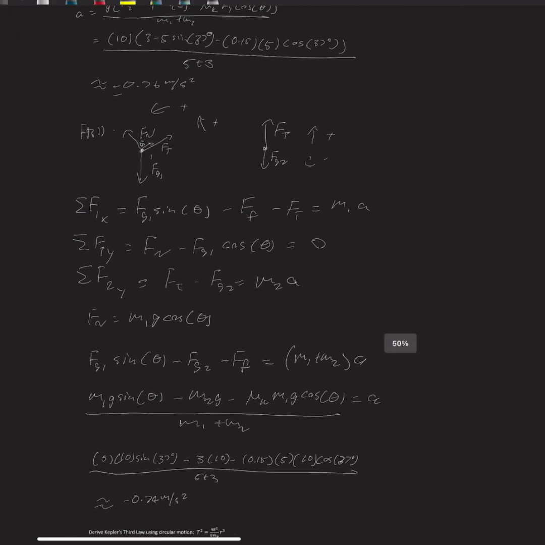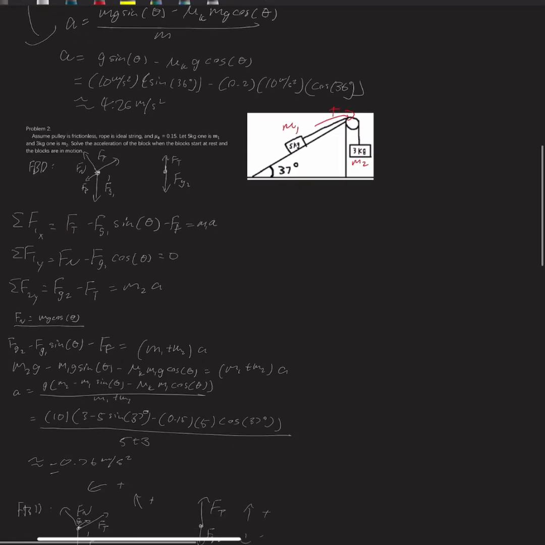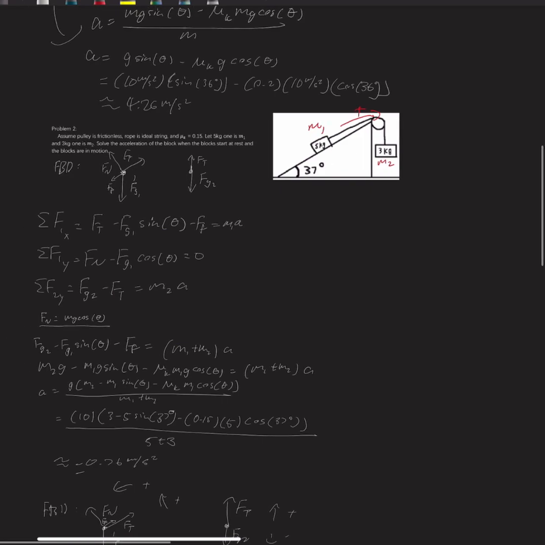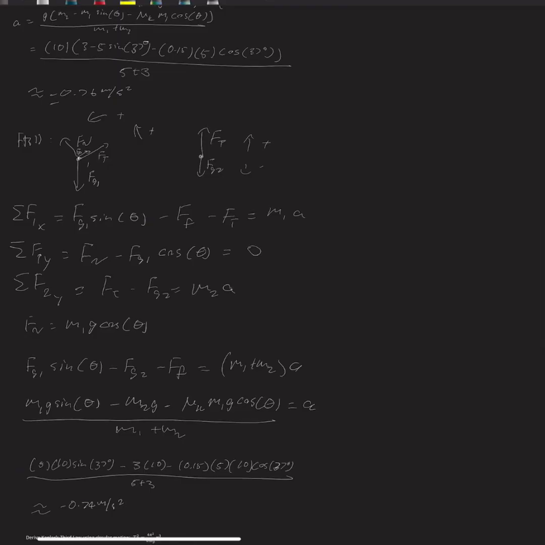Well, this is weird, because when we assume the object goes up, m1 goes up, the acceleration is negative, which means the object should go down. When we assume the object goes down, the acceleration is actually going up. So this is a really special case. It's called damped motion, where it oscillates back and forth, but decreases in magnitude. The velocity magnitude and the acceleration magnitude will decrease, and eventually the object will come to rest.